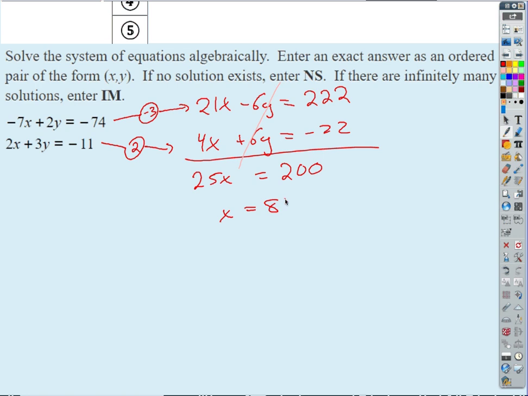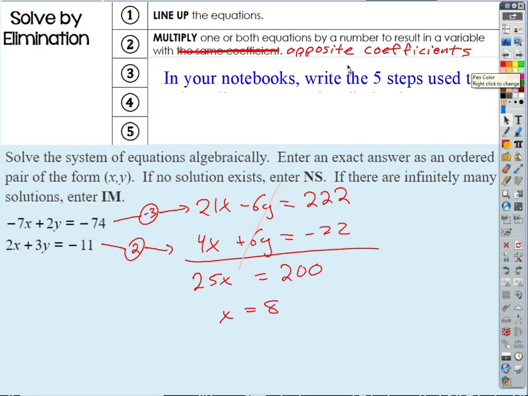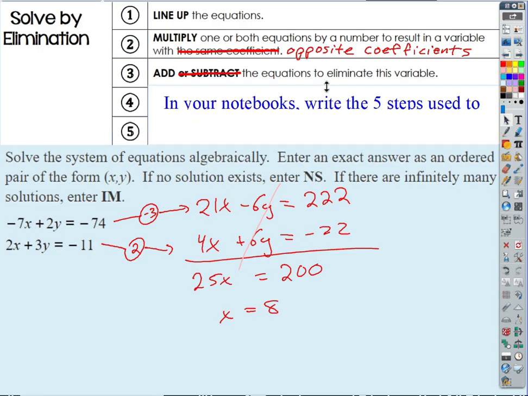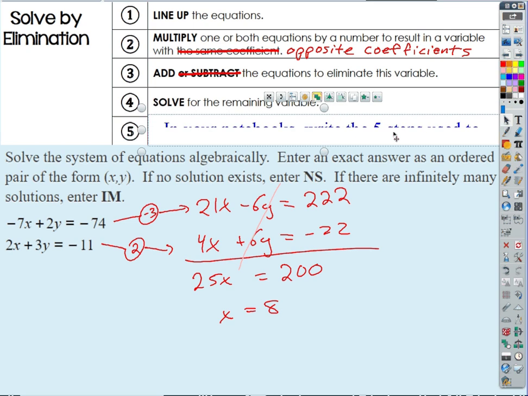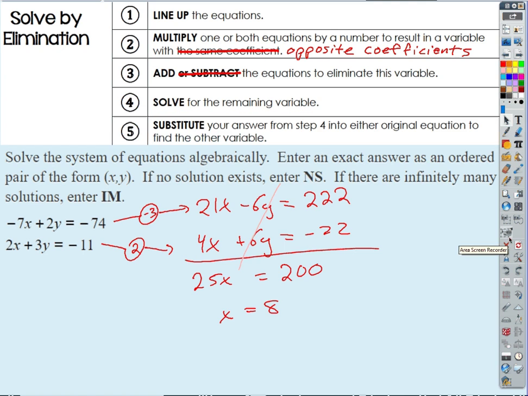Okay, so we actually took care of the next step, didn't we? We added them to eliminate the variable, and we solved for that variable. We got x equals 8. We're all the way down to the bottom. What's going to be the last step? Plug it in. Which one? Yeah, probably the bottom one.